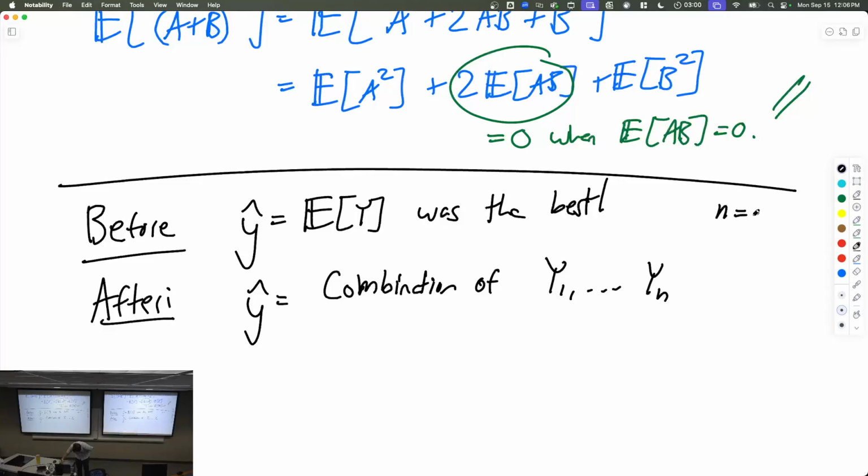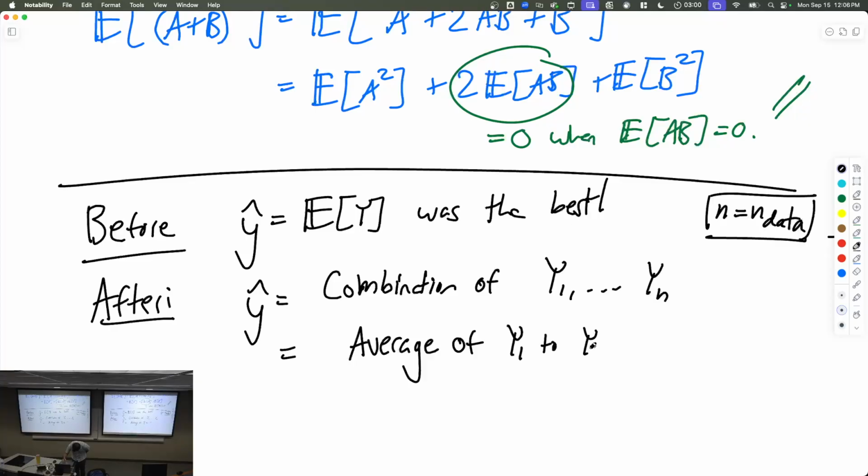I'm actually going to put n equals n data up here and just write n everywhere on the blackboard to make it a little cleaner, but it is the number of data points. Did anyone have a formula for how they combined the y1 to yn that they thought was the right way to do it? You can take the average of y1 to yn. Yes, the average of y1 to yn. That's a very reasonable thing to do. As a formula, that would be 1 over n times y1 plus dot dot dot plus yn.